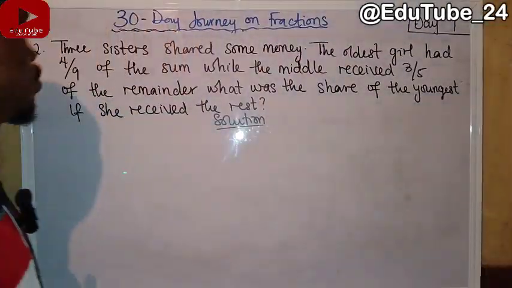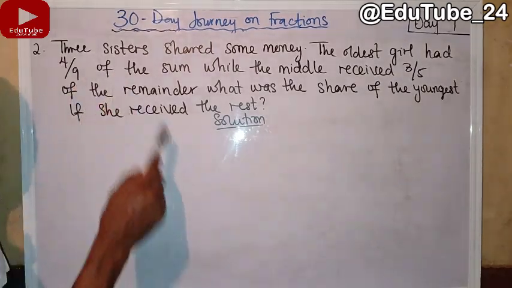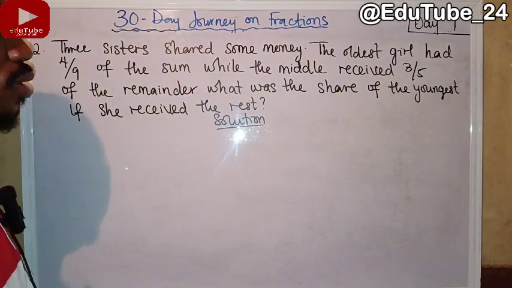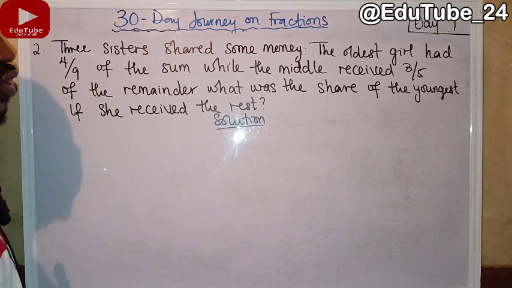Now, question number 2 rather. 3 sisters shared some money. The oldest girl had 4 over 9 of the sum, while the middle received 3 over 5 of the remainder. What was the share of the youngest if she received the rest?